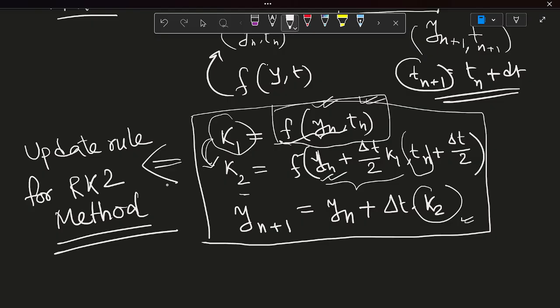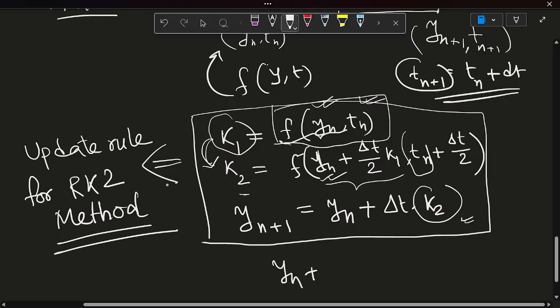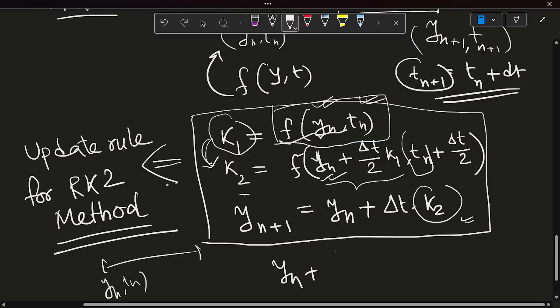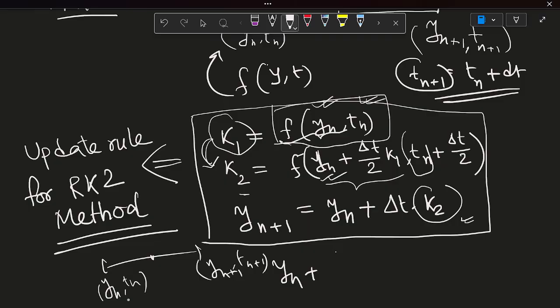So here also you are updating it, because you are basically taking yn plus delta t by 2, if that is your time step. So you have these three: this is yn at tn, this is yn plus 1 at tn plus 1, and this is your delta t by 2. So how will you get the point here?